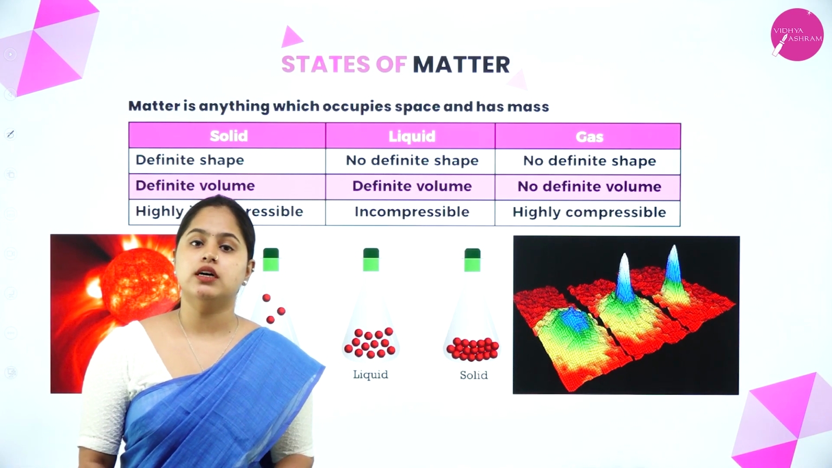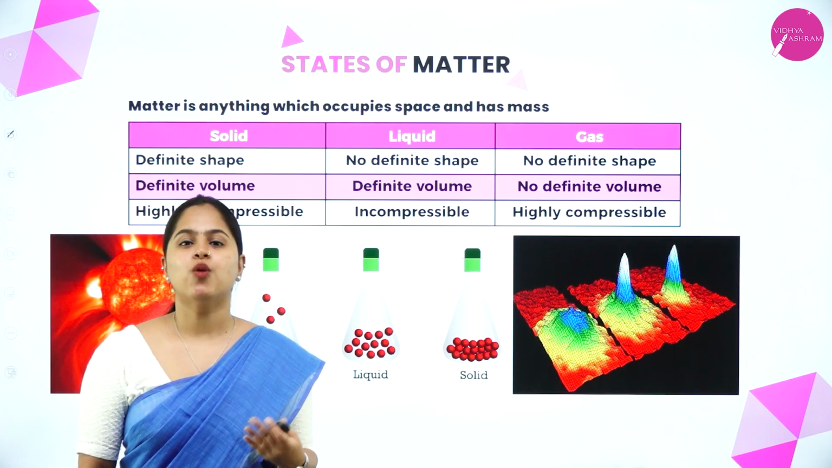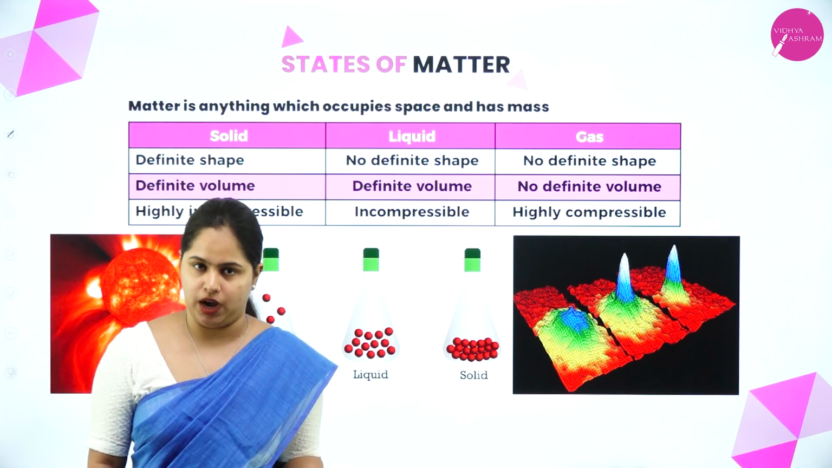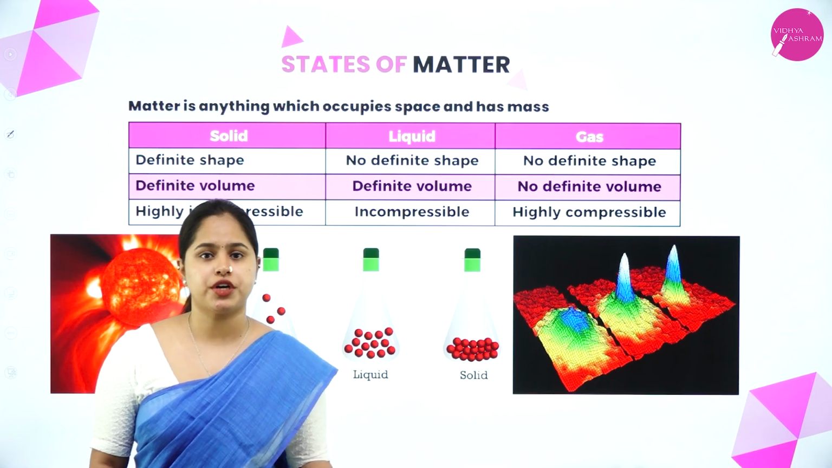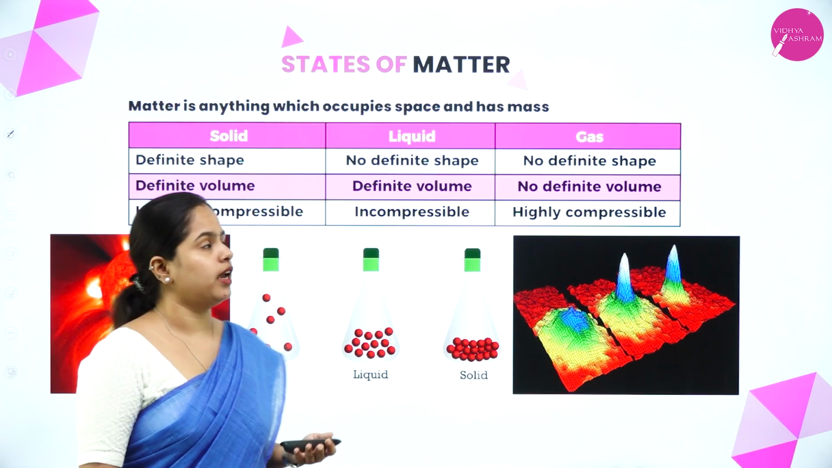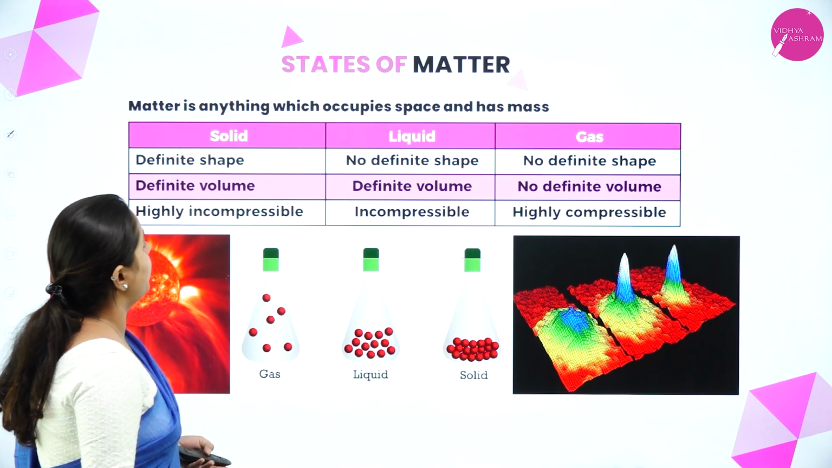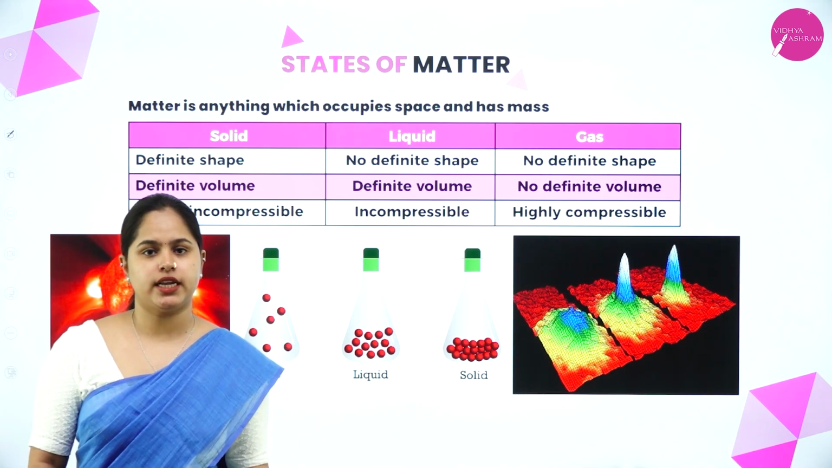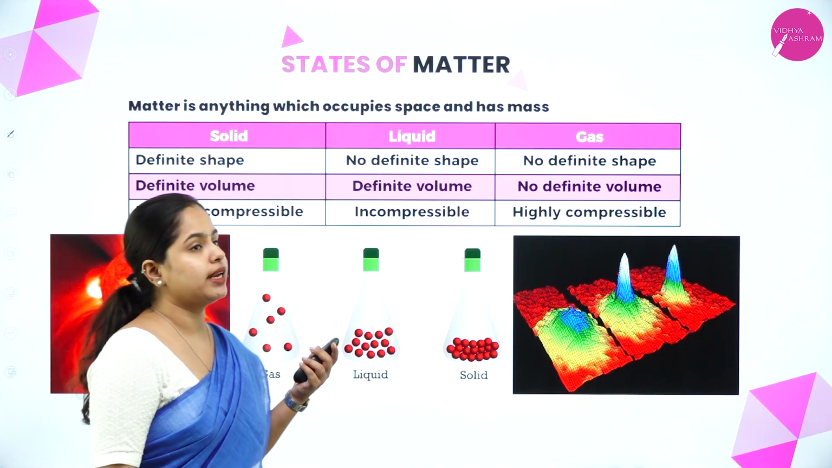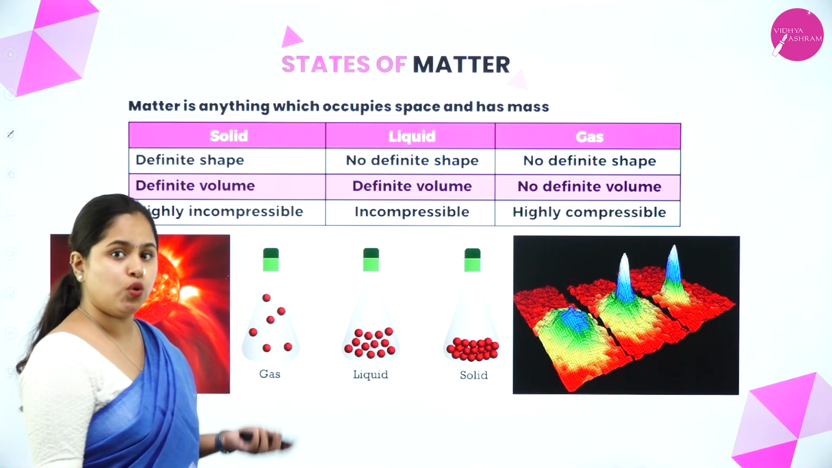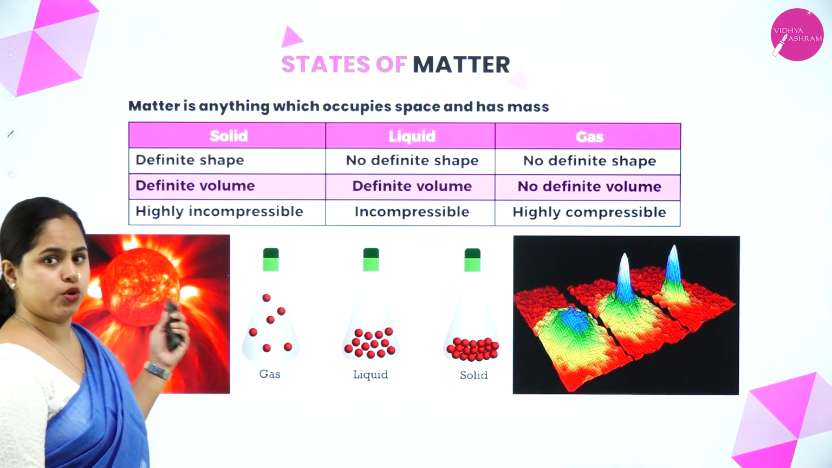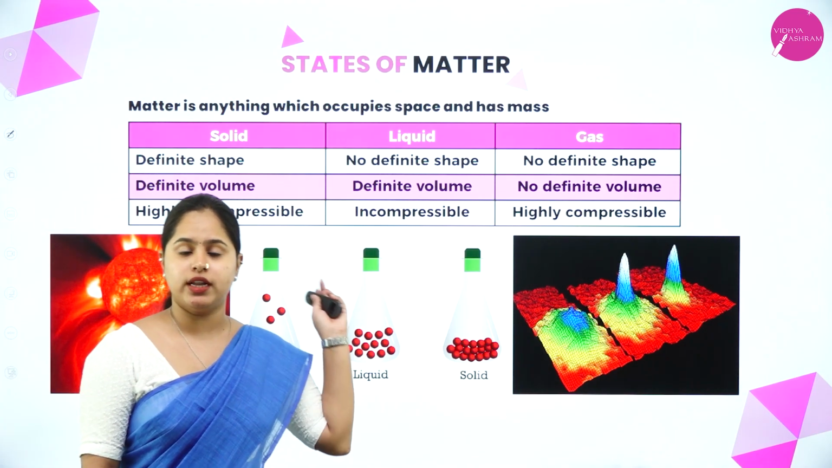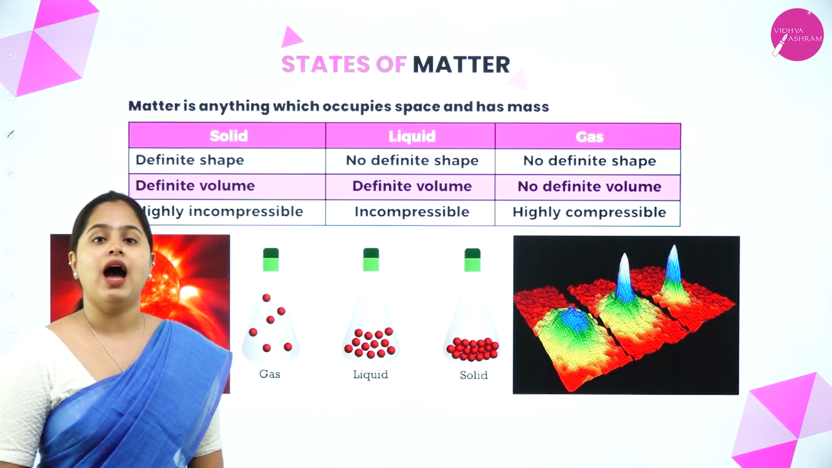Starting with the basics, what is matter? From your early classes itself, you are studying this. Matter is anything which occupies space and has mass. This is nothing new, which has already been studied from many classes, right? There are three states of matter which you have studied till now, that is solid, liquid and gas. There are two more which are being discovered, that is plasma, the photo you can see here, and the Bose-Einstein condensate. Here we'll be discussing only the three states of matter, that is solid, liquid and gas.